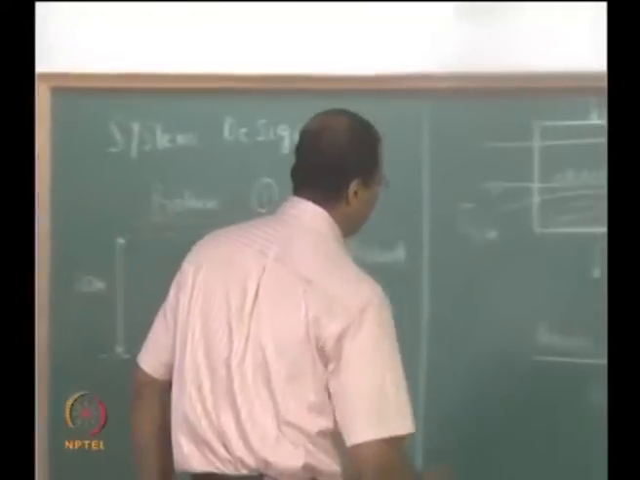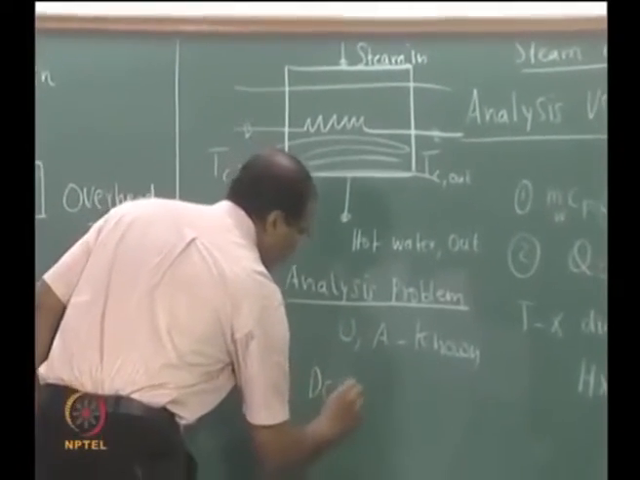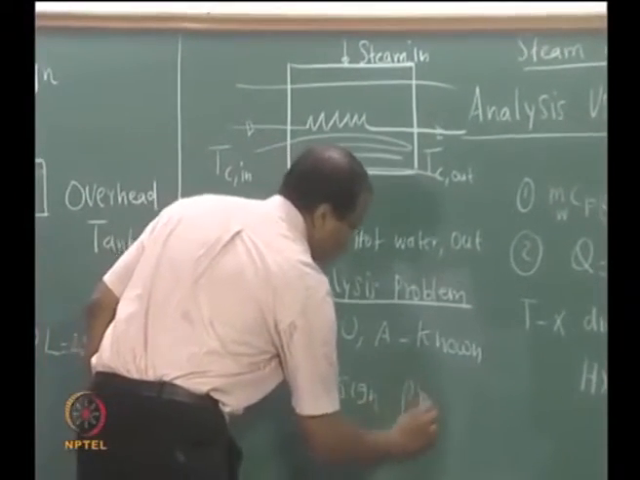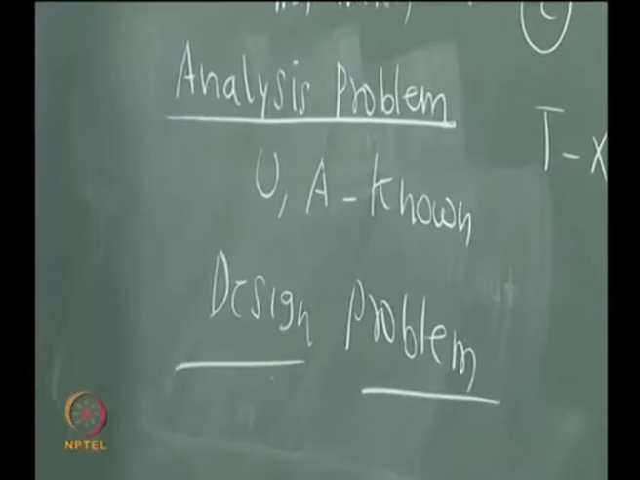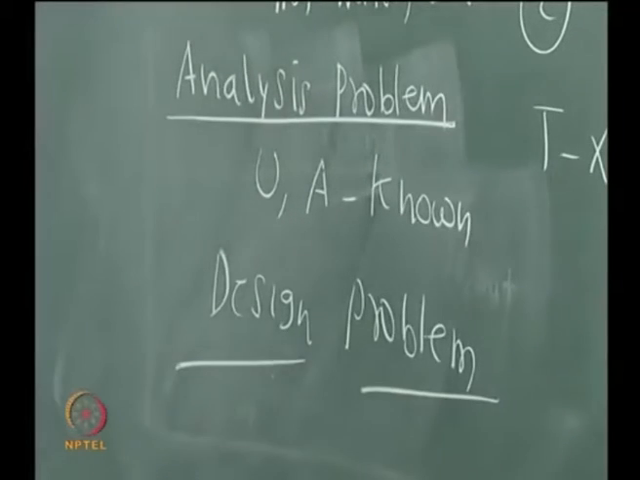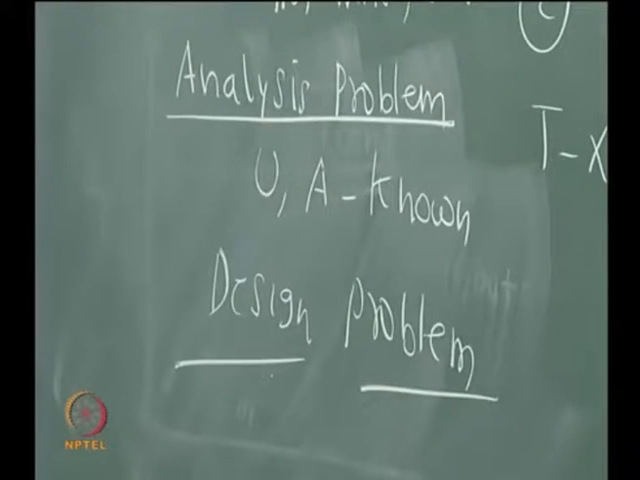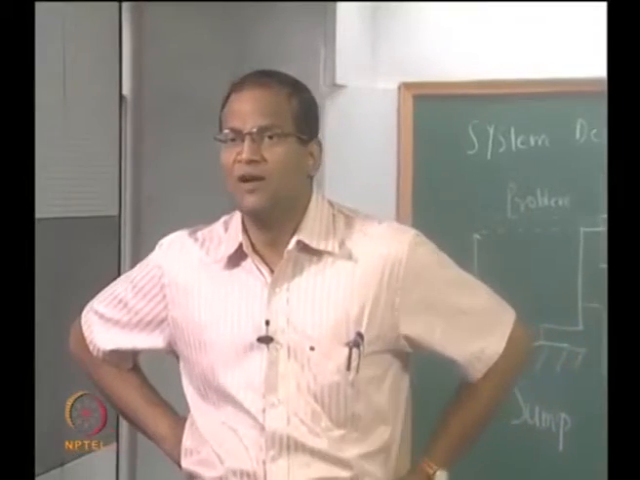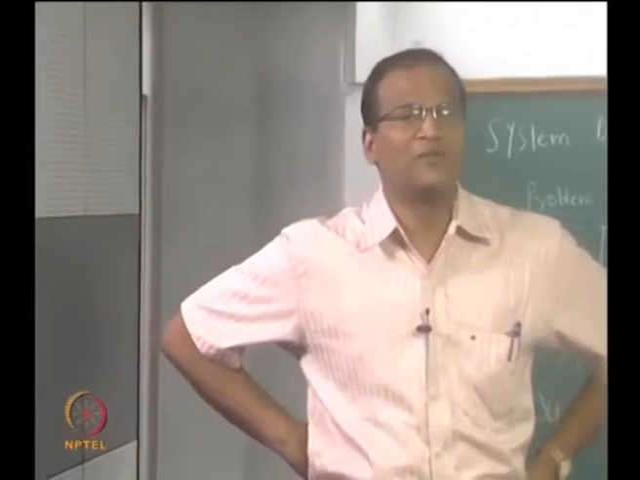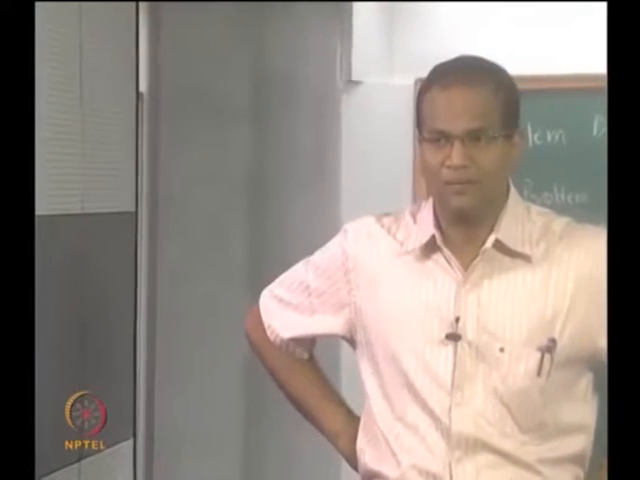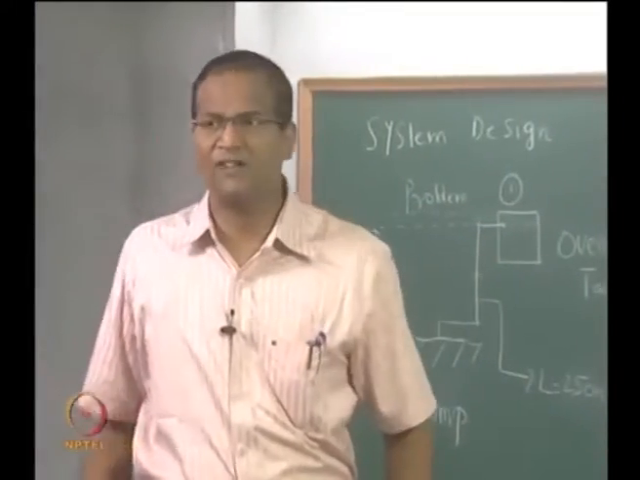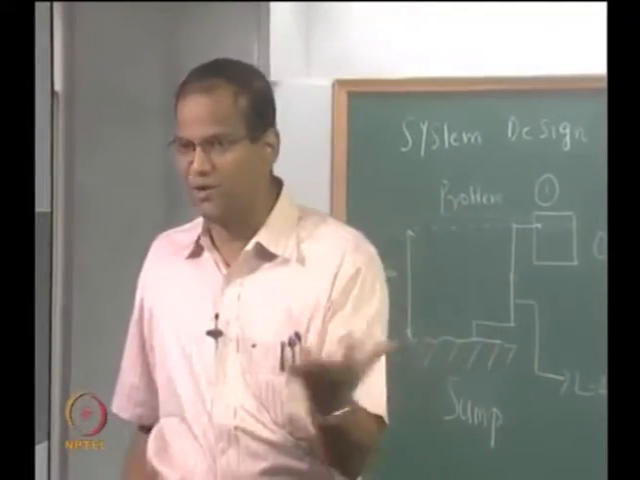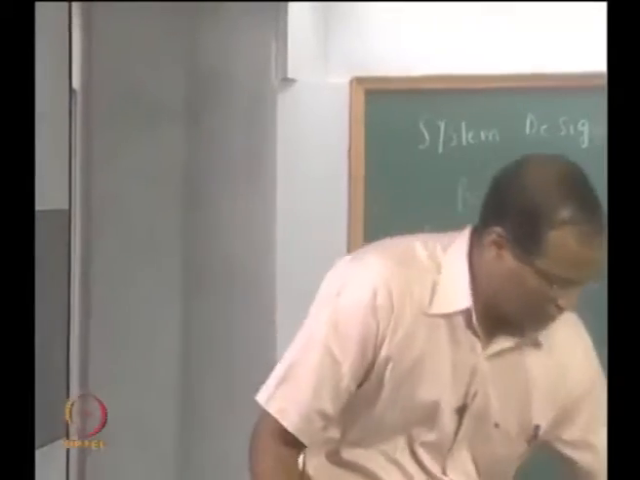What is the design problem? You want to design a steam condenser for the 500 megawatt fast breeder reactor plant coming up in Kalpakkam. It is a practical problem. They are doing it now, right. In India will have the plant in the next 2-3 years. You will have a 500 megawatt plant or a 1000 megawatt plant, whatever.